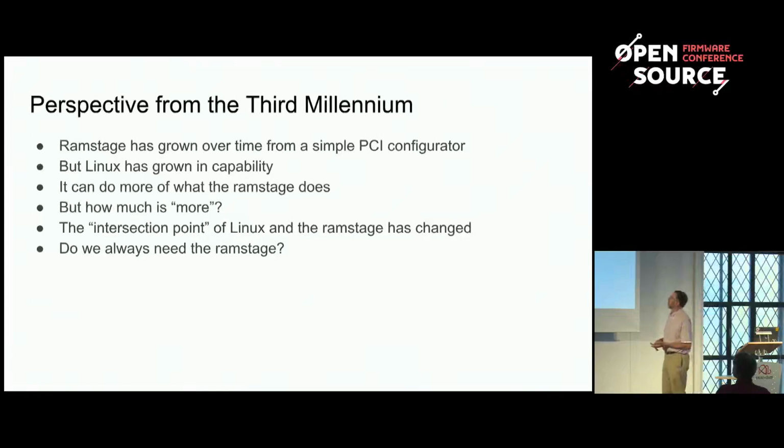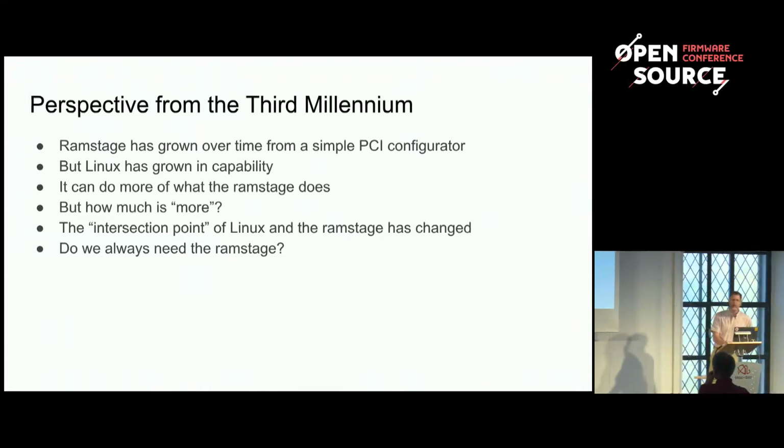The RAM stage has grown over time from this simple PCI configurator to a lot more stuff, but Linux has similarly grown in capability, and it can do a lot more of what the RAM stage does. So you can think of an intersection point in capabilities between what Linux knows how to do and what the RAM stage does. And the question is, do we need the RAM stage? Is the intersection of capabilities at a point where Linux could just do what the RAM stage does today?